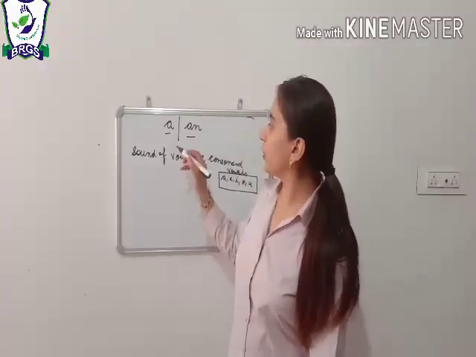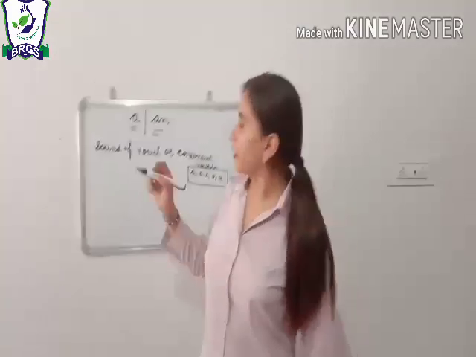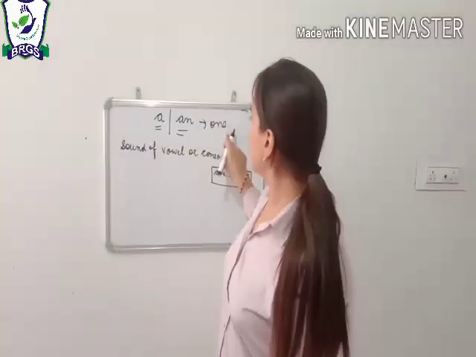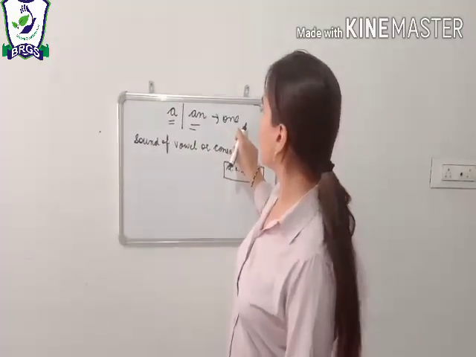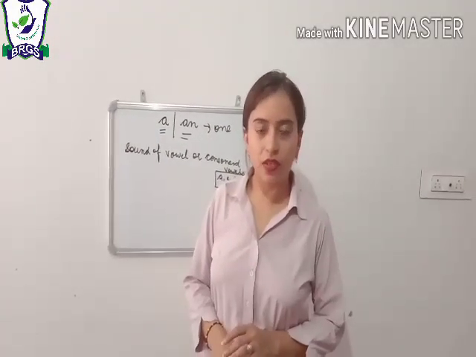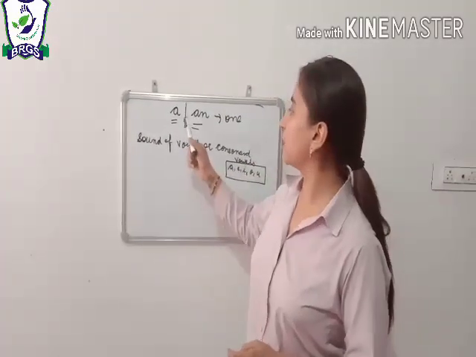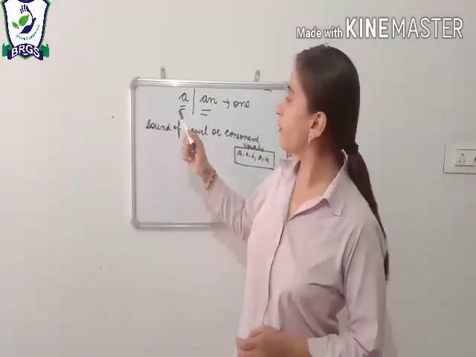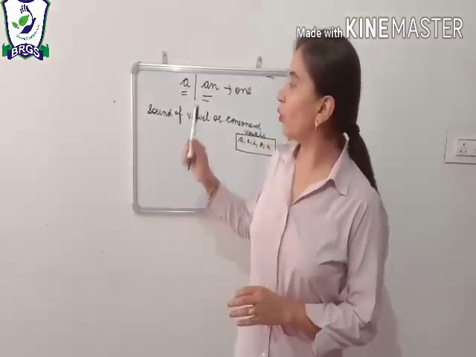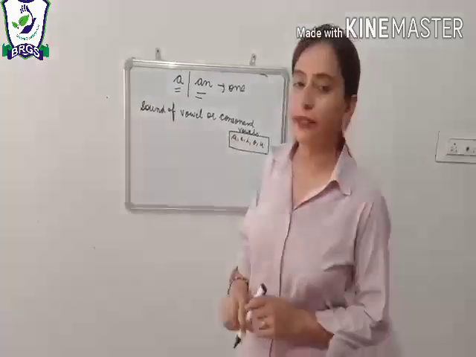Understood? Now we are going to understand the difference between a and an. The meaning of a and an is one. A also means one and an also means one. So how do we use a and an differently? What is the difference between a and an? The whole difference between a and an, the usage of a and an, lies upon the sound of vowel and consonant.